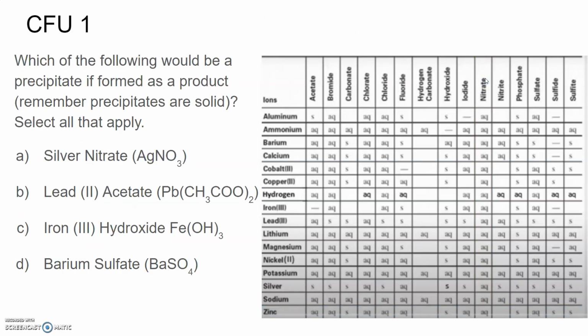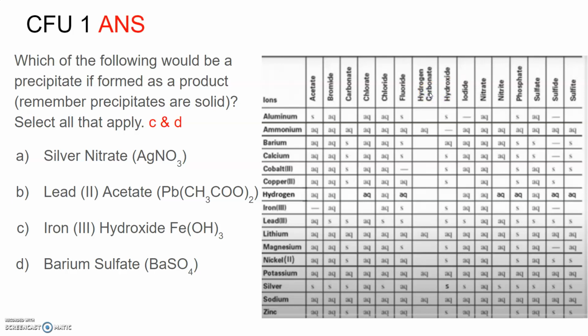All right, now I want you to try it with this CFU. Which of the following will be a precipitate if formed as a product? So remember, precipitates are solids, so you're looking for anything that's going to be a solid. So why don't you go ahead and, using the solubility chart, the names are listed there. Pause the video now. When you press play again, the answer will be revealed.